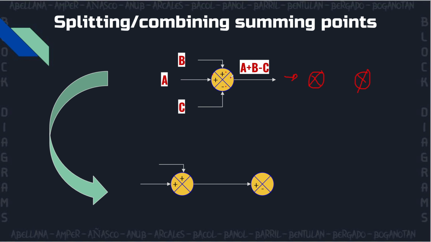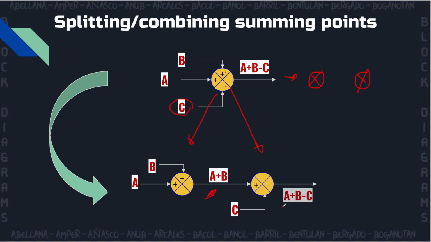So now instead of having one summing point, the summing point is now split into two summing points. So when you're splitting a summing point, make sure that all the operations are still present. Okay, here we have signal A and signal B. So the output in this part of the circuit would be A plus B. So now the only thing missing is signal C. So we will put signal C right here. So now the final output would be A plus B minus C, which is the same as the first one.